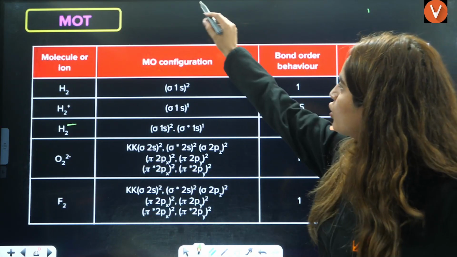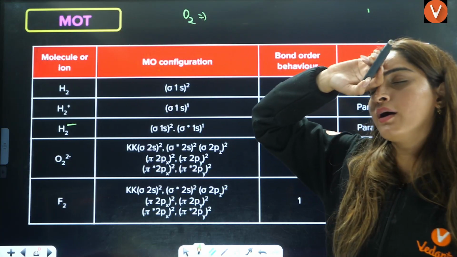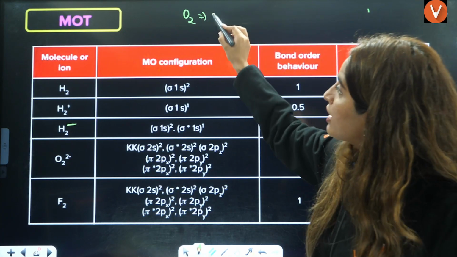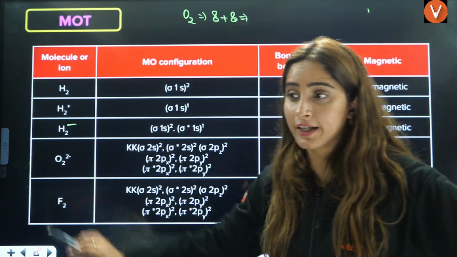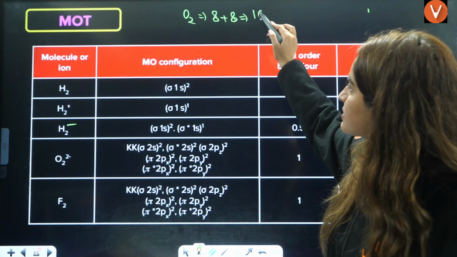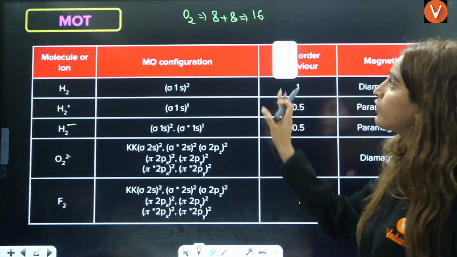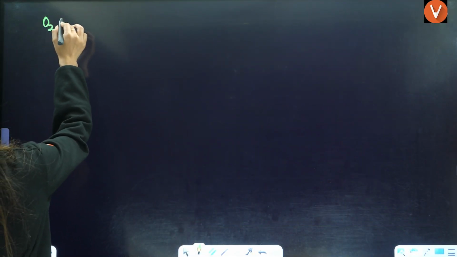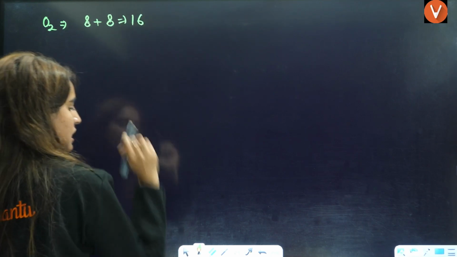We know that O2 is how many electrons? Oxygen's atomic number is 8. In one oxygen you have 8, in two oxygen you will have 16. I am not talking about O2 2 negative, I am just talking about O2. So O2 has 8 plus 8, that is 16 electrons. Now I am going to give you a very important trick.